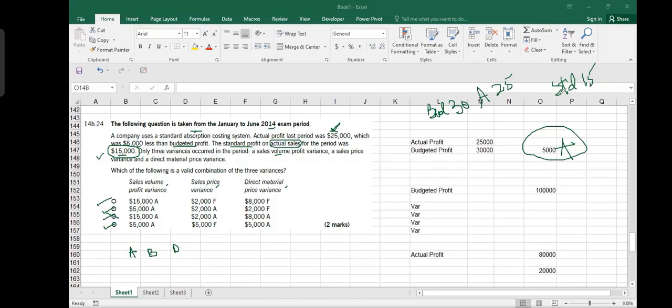So the difference between budgeted and standard is because of the sales volume. So how much is the difference? You have a sales volume profit margin variance of 15,000. You have a 15,000 adverse, because according to your calculation, it should be 30, but you are only getting 15. So you have a 15,000 sales volume profit variance adverse, which is your option A. This should be your answer. Clear? Okay.